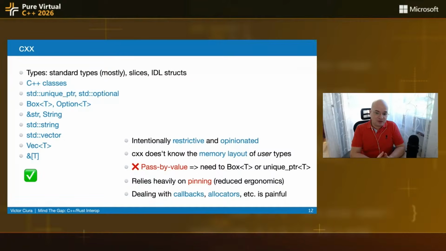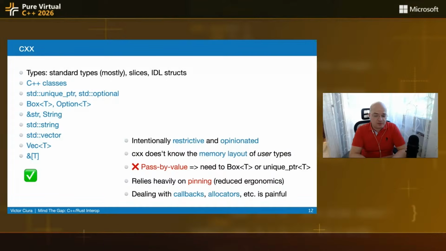So CXX does not know about the memory layout of user types, for example, and because of this it doesn't allow pass-by-value. So in many cases, you have to use boxing, sort of put things on the heap, because you can't directly put things on the stack or pass them by value. And this makes it heavily rely on pinning on the Rust side, which reduces ergonomics and makes it difficult to deal with callbacks, allocators, and similar things.